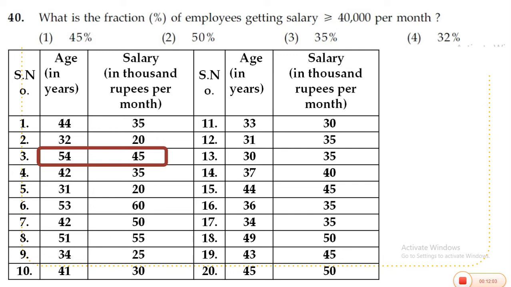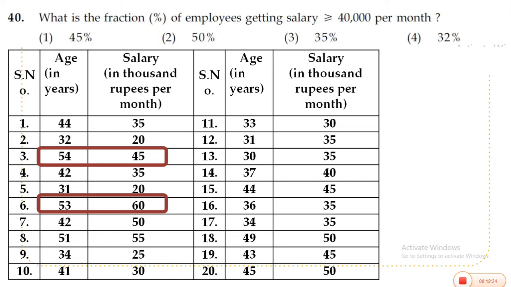If I check roll number 3, with the age of 54, he is getting more than 40,000, right? Because his salary is 45,000. So you have to find how many employees there are with a salary of more than or equal to 40,000. After getting that number of people, you have to find the fraction of those people out of the total number of employees, that is 20. So let's check how many people there are with more than 40,000.